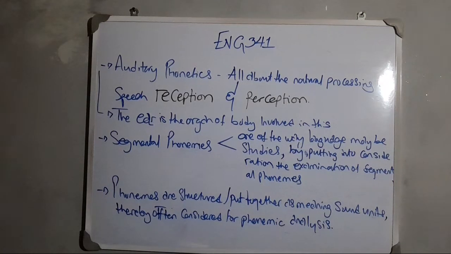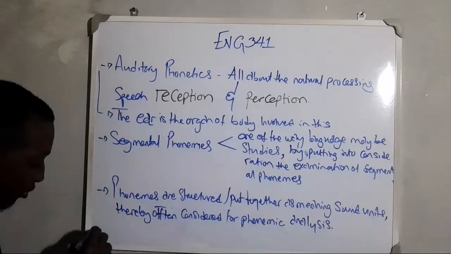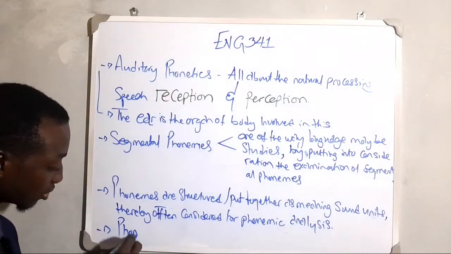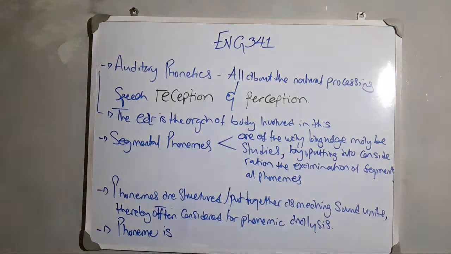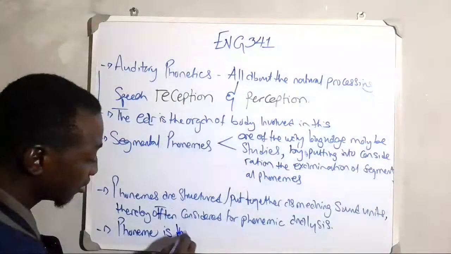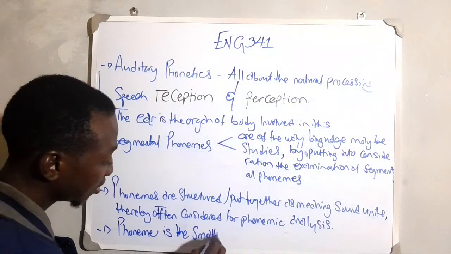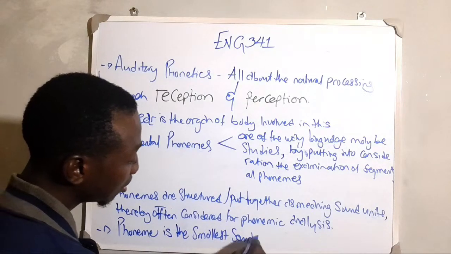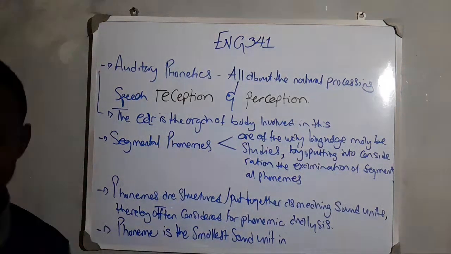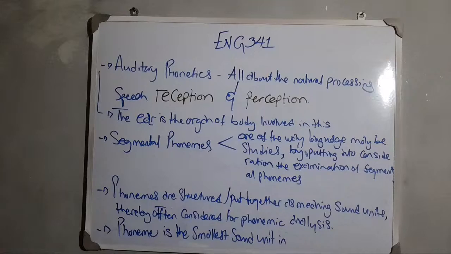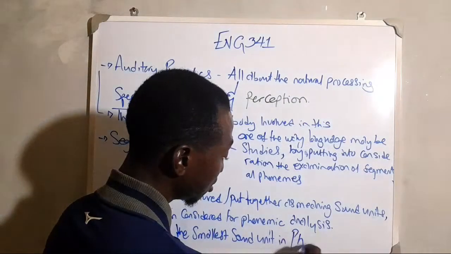So I think we'll just take this last one that says, in phonology, the smallest sound unit is what? The phoneme. The phoneme is the smallest sound unit in what we refer to as phonology.